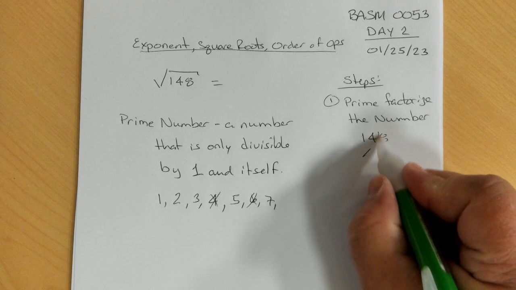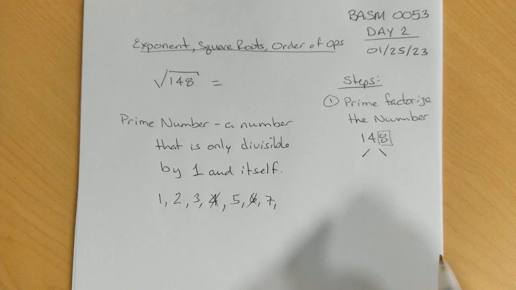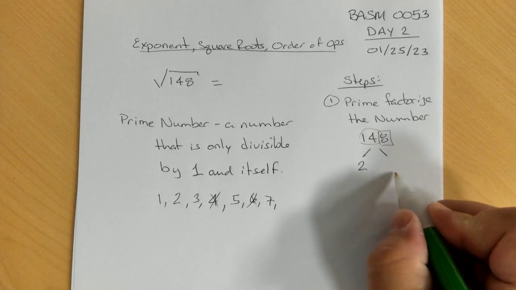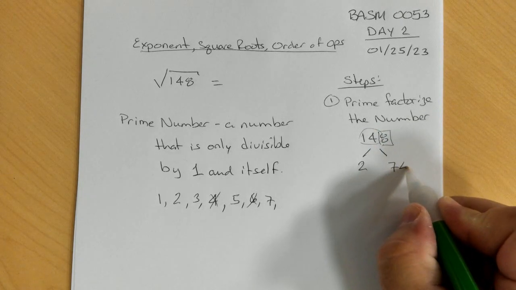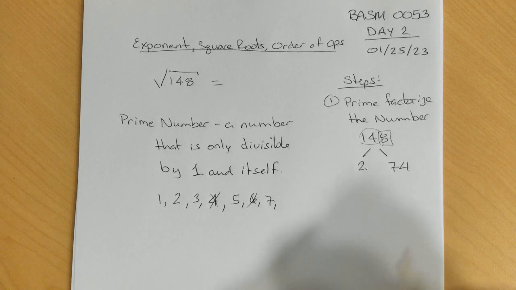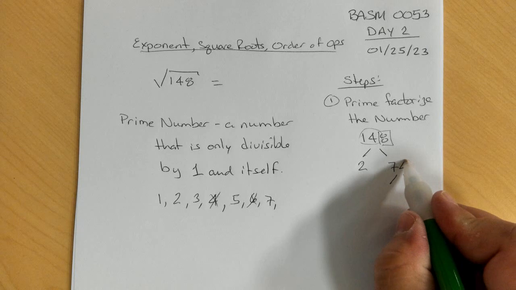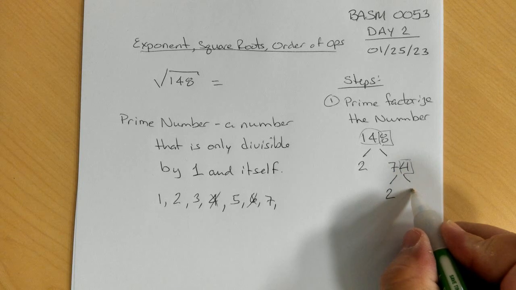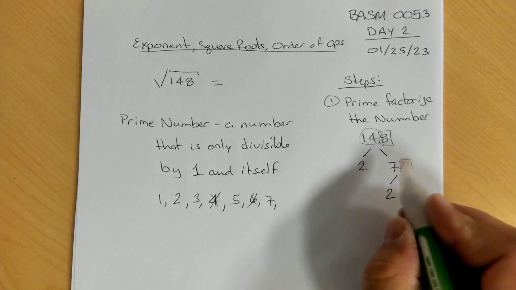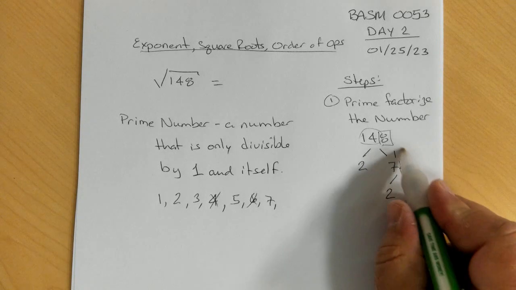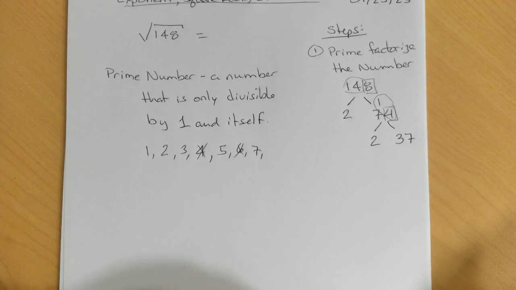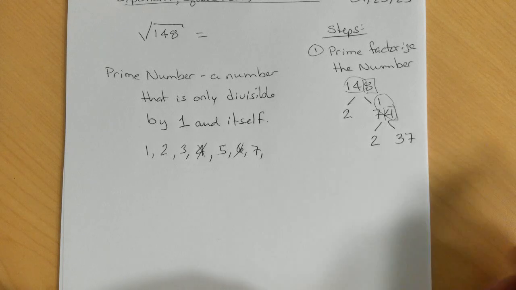Since it ends in an even number, we know it's divisible by what? Two. So we know two goes in there. Two goes into 14 seven times. Two goes into eight four times. 74 can be broken down further because it ends in an even number. Two goes into seven how many times? Three, how many left over? One. So two goes into 74 thirty-seven times. Can 37 be broken down any further?